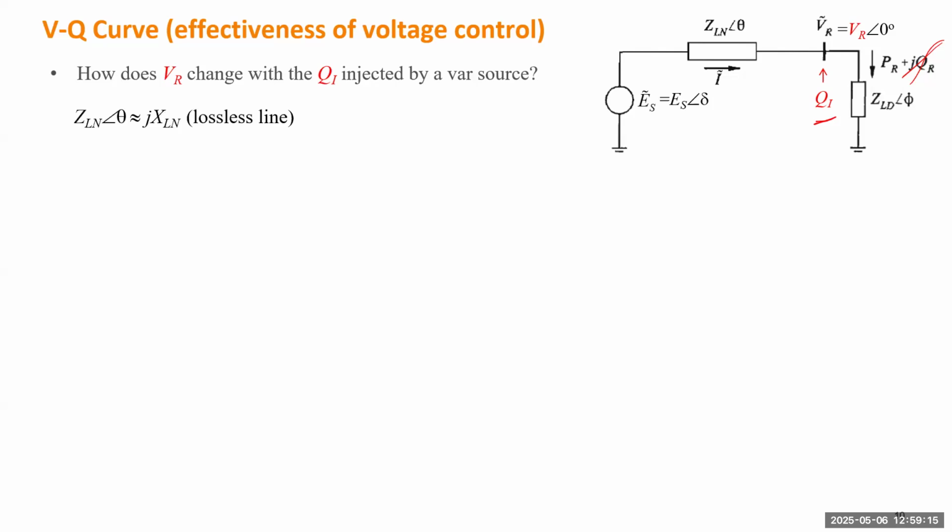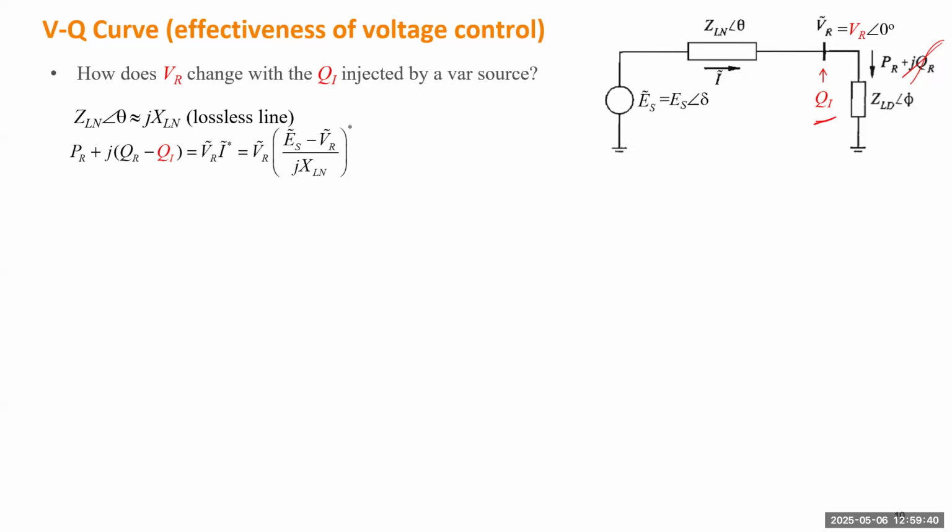Here, just to make the derivation simpler, let's assume the line is a lossless line. So the impedance angle will be 90 degrees. That will make all the formulas simpler.